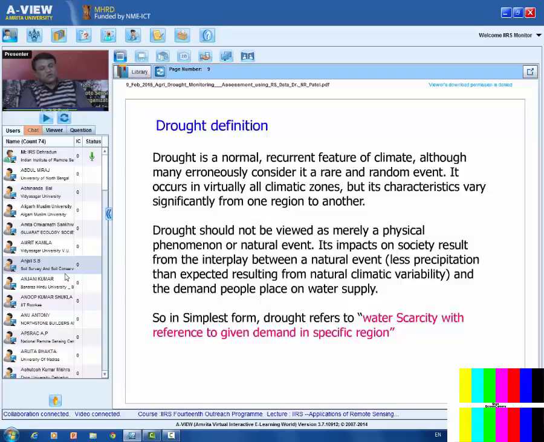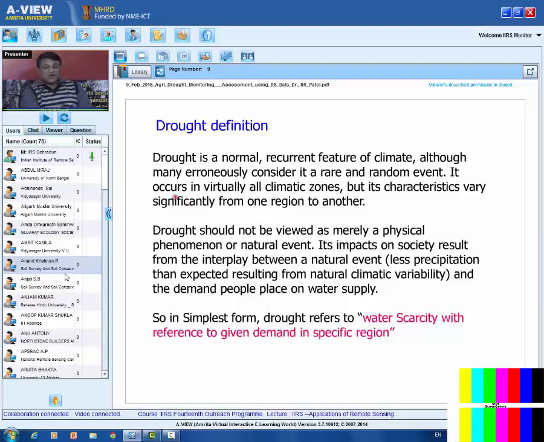Now we have to also understand drought. Simplistically, drought means an imbalance between supply and demand. Whenever there is water scarcity, that means physical unavailability of water with respect to the given demand of a specific region. So whenever there is an imbalance between the supply of water through rainfall or other means and the demand put forward by domestic supply requirement, industrial requirement as well as agriculture requirement, then you can say there is a drought.